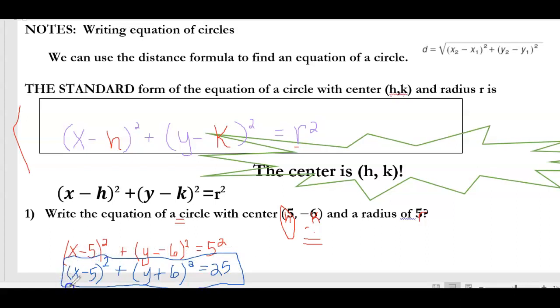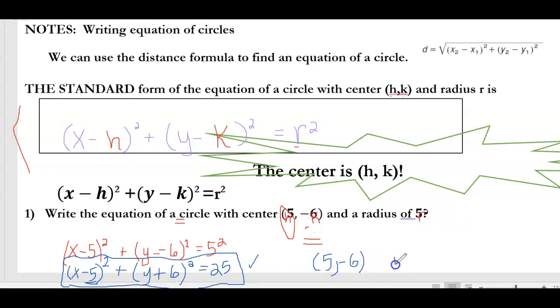Okay, and so this would be my equation. So from here I can find my center. So if I wanted to find my center, I would say, well, my center is 5, right? My center is at 5, comma. Okay, I know this should be a minus right here, but it's a plus, so I know it's a negative 6. So (5, negative 6).